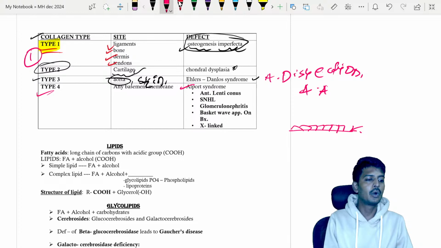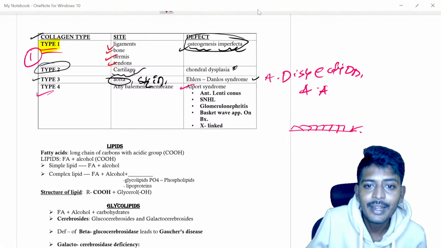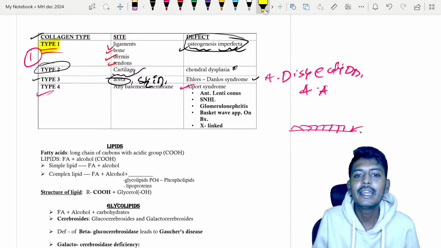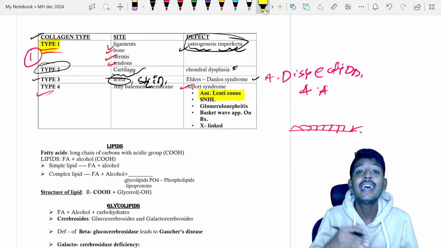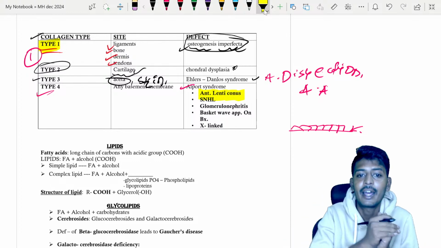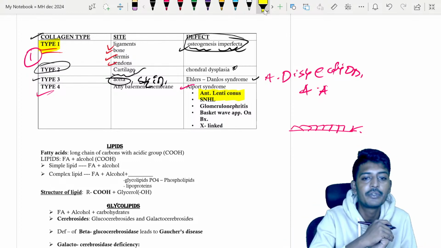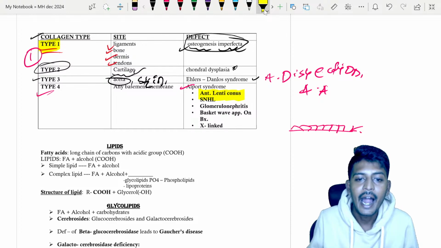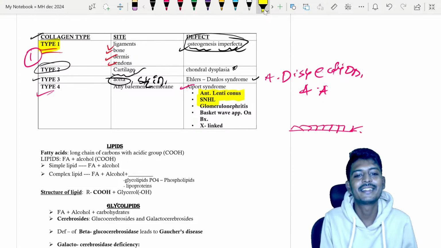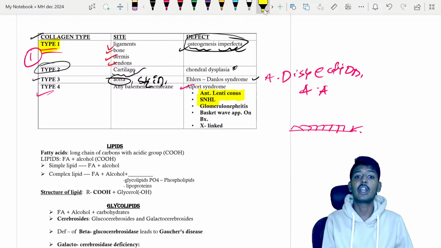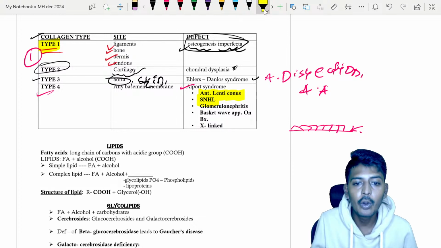Alport syndrome, my dear students, will have clinical features such as anterior lenticonus. What is anterior lenticonus? The lens has an excessive curvature towards the anterior side, and also patient will have SNHL, sensorineural hearing loss. And glomerulonephritis.